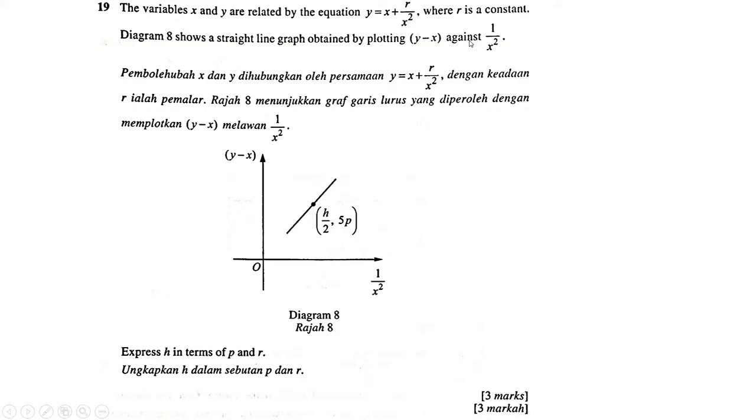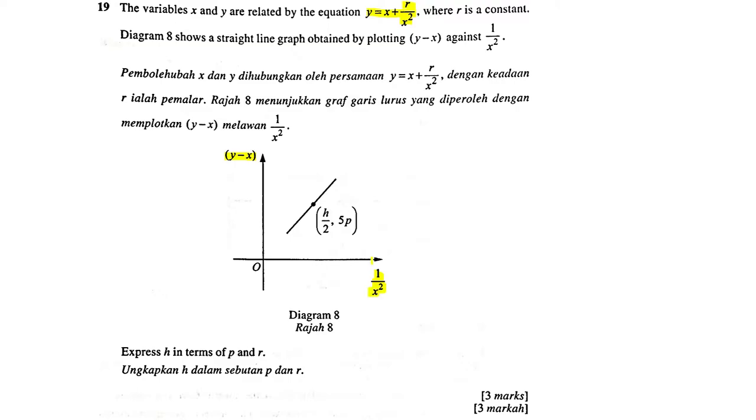Okay, let us have a look at the question from SPM 2017. The variables x and y are related by the non-linear equation y equals x plus r over x squared. And the diagram gives you the straight line of the linear form where the big Y is y minus x and the big X is 1 over x squared.